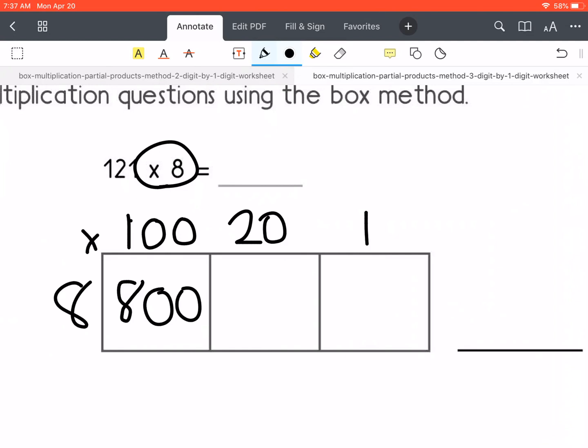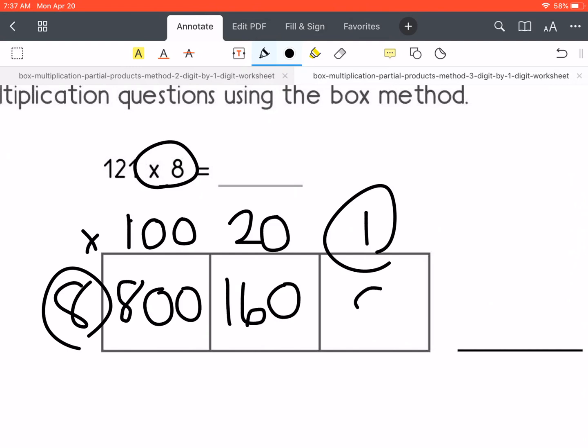Same thing here. If I want to ignore this 0, I can. What is 2 times 8? If you use your multiplication chart, you'll learn that 2 times 8 is 16. I can't forget about this 0 right here. There's 1 0 on the end, so I add 1 0 to my answer. And then we've already solved 1 times 8. 1 times 8 is 8.